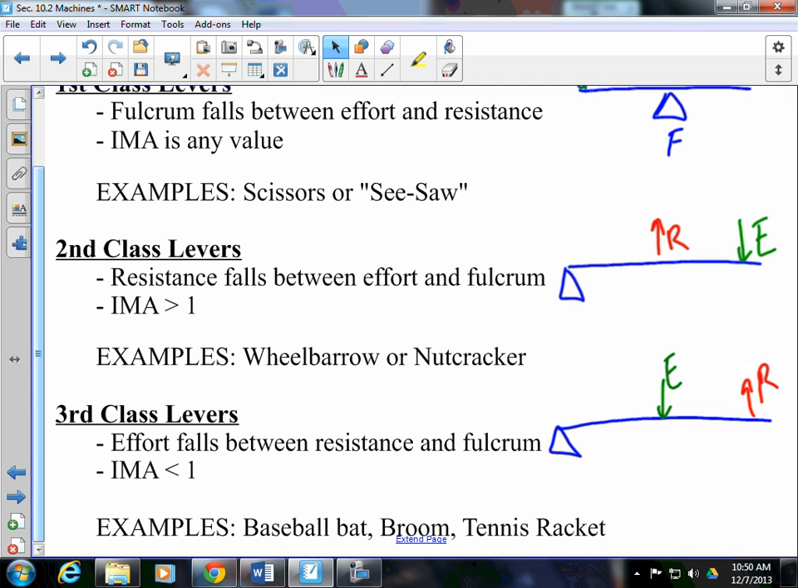A hockey stick would even be a third class lever. Where's the pivot point? The top of the handle. Where's your effort? In the middle. And where's your resistance? The puck. And where are you hitting the puck? You're hitting the puck on the bottom of the stick.